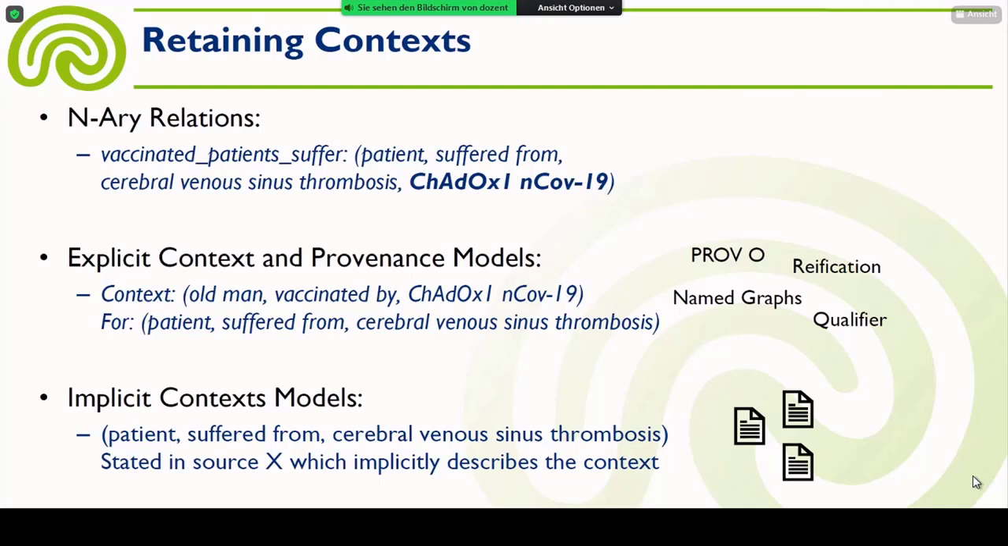systems, also very expensive. Another tradition well known in digital libraries are explicit context and provenance models. So methods like the PROV ontology, reification, named graphs, qualifiers, and so on. The idea there is we keep the statement simple. So again, statements in a triple-like form. And then we collect provenance information about them. So state that this CVST suffering was observed in a context: old man who was vaccinated by AstraZeneca.